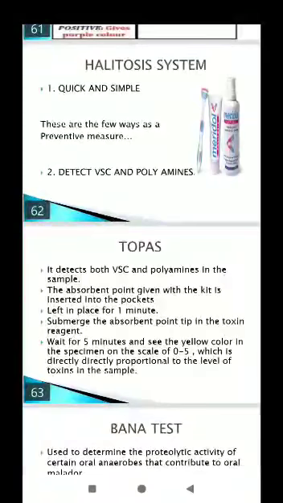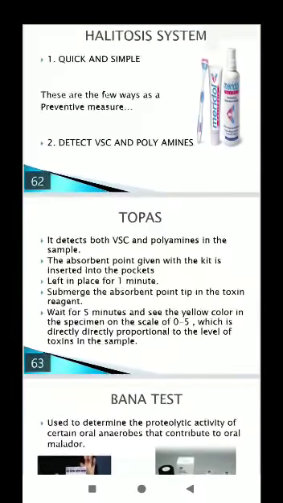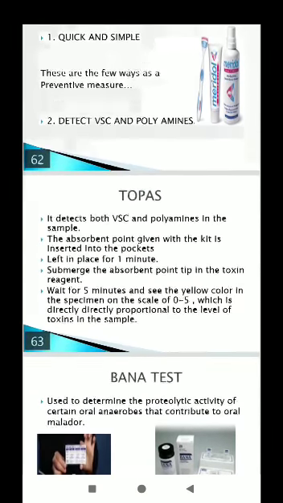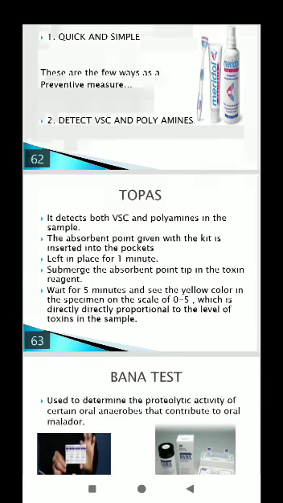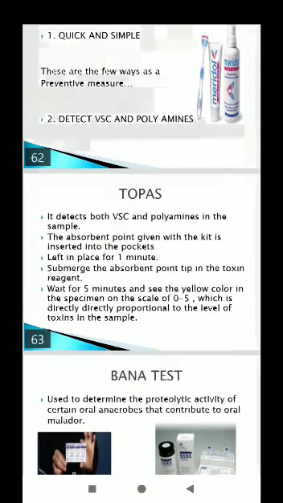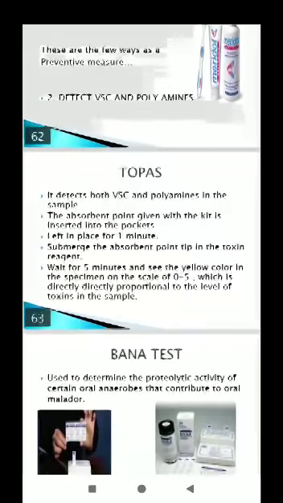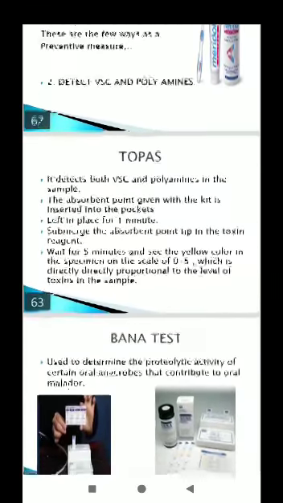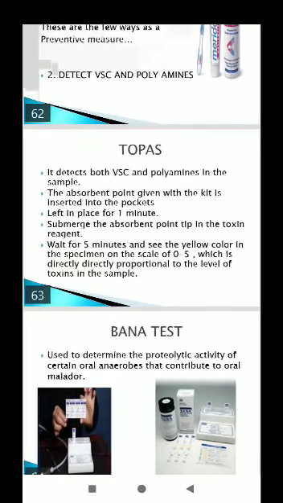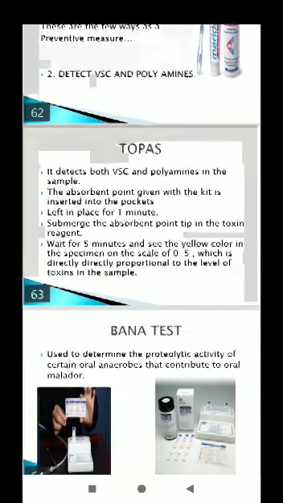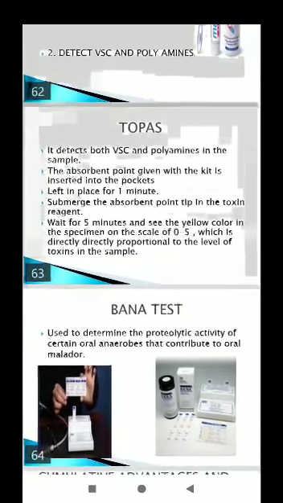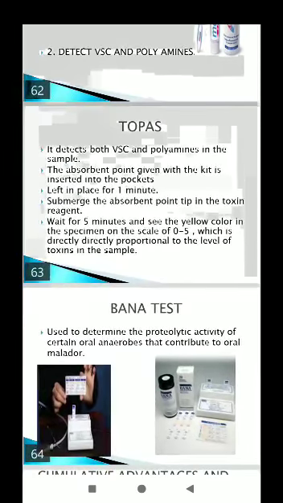Now the Topaz test is the other test which is used. It detects both the volatile sulfur compounds and the polyamines in the sample. The absorbent point given with the kit is inserted into the pockets of the patient and left in place for about 1 minute. It is then submerged, absorbent point tip first, in the toxin reagent. Then we have to wait for around 5 minutes and see the yellow color in the specimen on a scale of 0 to 5 points, which is directly proportional to the level of toxins in the sample.